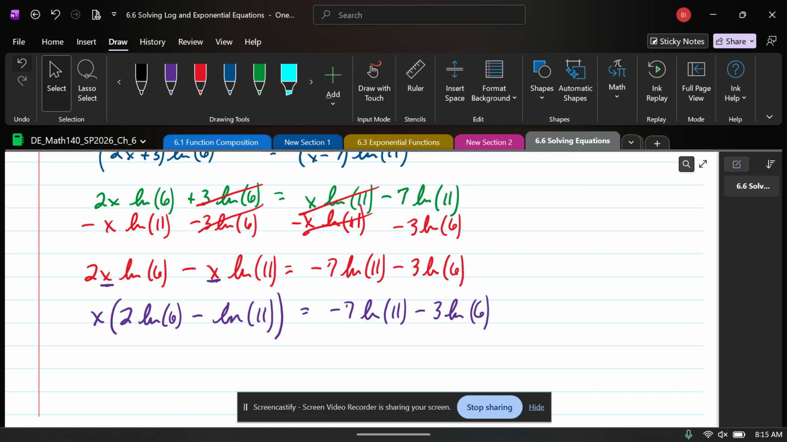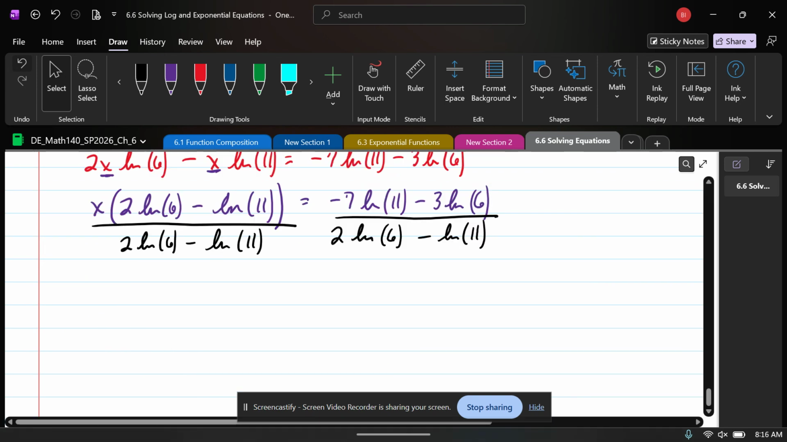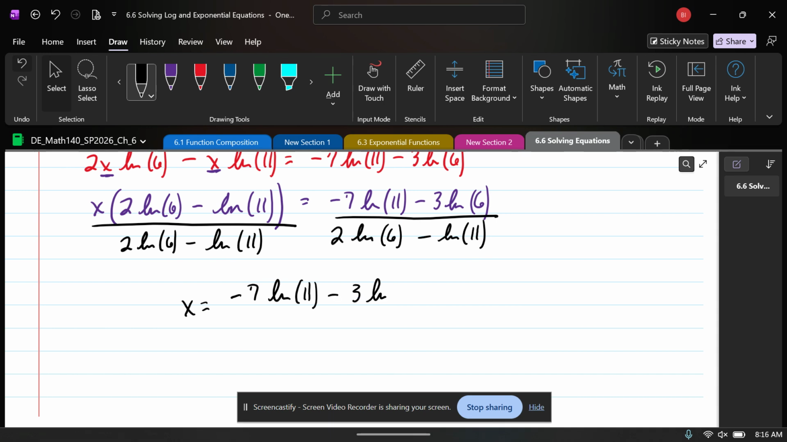So I'm trying to get x by itself. So the last step to get the exact solution is to do what? Divide by that number. There's my x. Negative 7 natural log of 11 minus 3 natural log of 6, over 2 natural log of 6 minus natural log of 11. There's my exact solution.